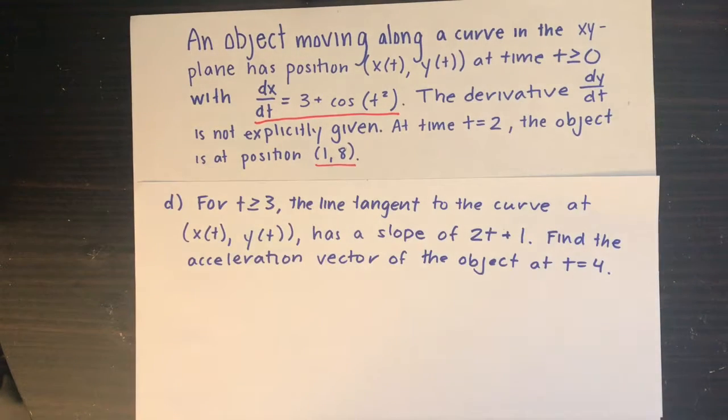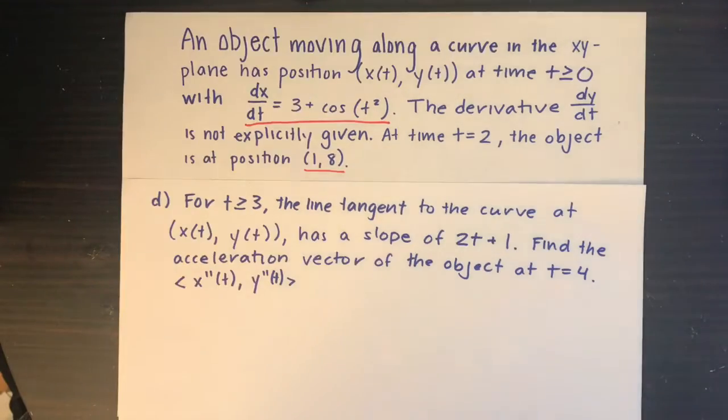Now for part D, they tell us for t greater than or equal to 3, the line tangent to the curve at x of t, y of t has a slope of 2t plus 1. Find the acceleration vector of the object at t equals 4. So the acceleration vector is x double prime of t, y double prime of t. To begin, we'll start by finding x double prime of t, which is fairly simple considering that we already have x prime of t.